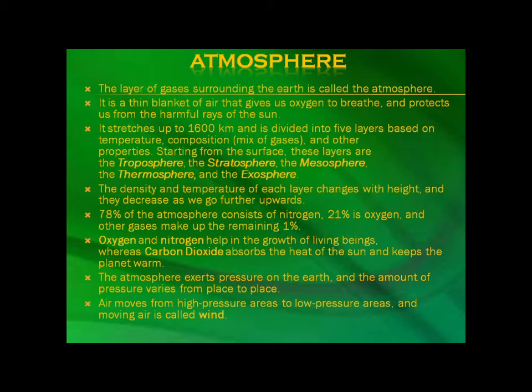The atmosphere exerts pressure on the earth and the amount of the pressure varies from one place to another. And we have also learned the high pressure and the low pressure. When the air gets heated, it goes upwards and the cold breeze, which is heavier, takes its place, so that is called a wind.